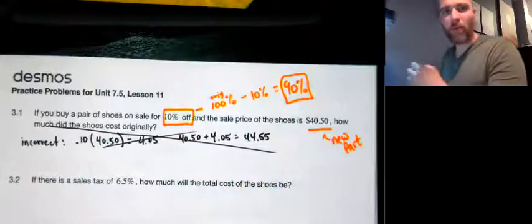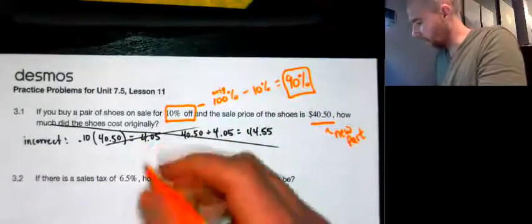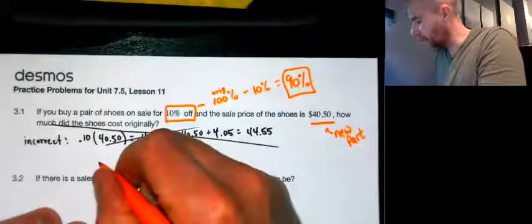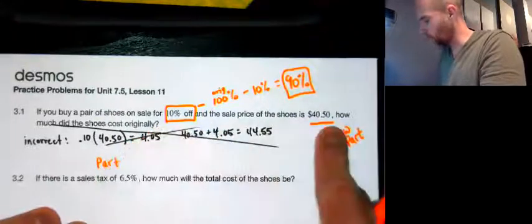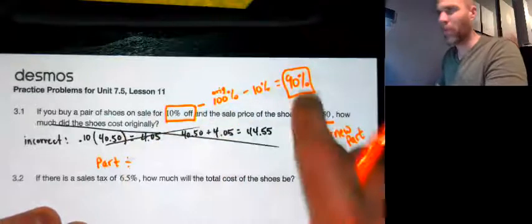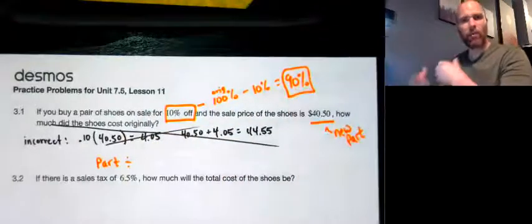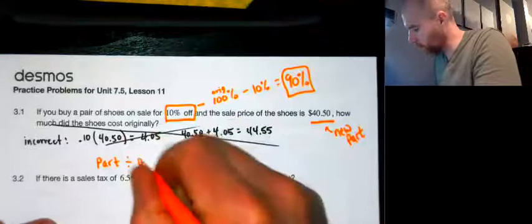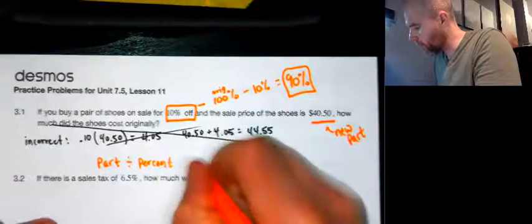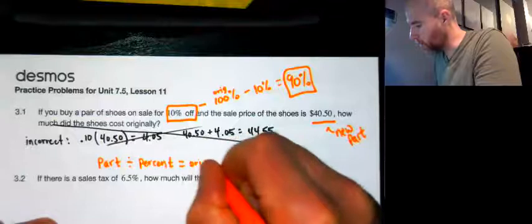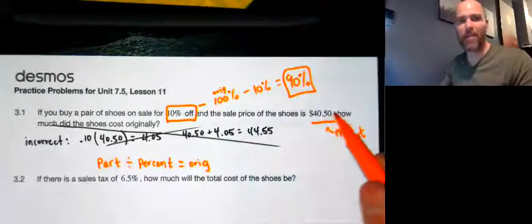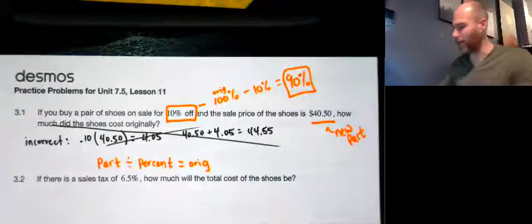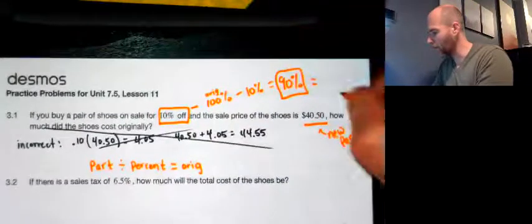And so the formulas say that if you have a part, which in this case would be the $40.50, and you divide it by the percent that it is of the original, like how big of a piece it is, that will get you back to the original or the whole amount, whatever word you want to use. And so that's what we're going to do. Let's just take that part, the new price, $40.50, and divide it by 0.9, right? Because 90% equals 0.9.